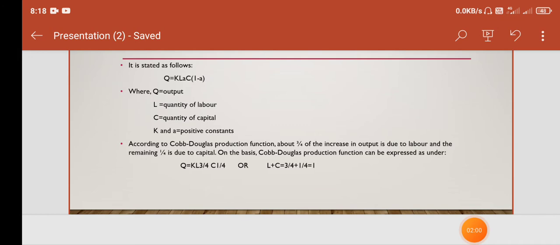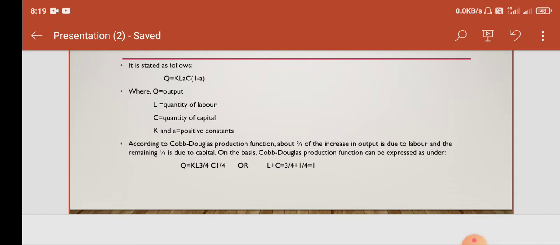According to the Cobb-Douglas production function, about 3/4 of the increase in output is due to labor and the remaining 1/4 is due to capital. That is, the contribution of labor is 3/4 and the contribution of capital is 1/4.